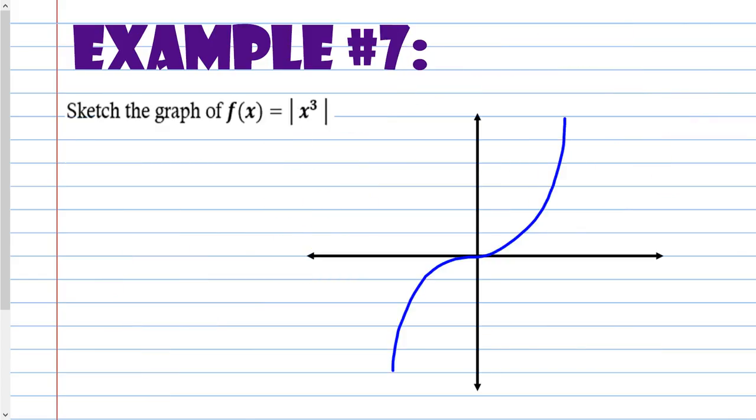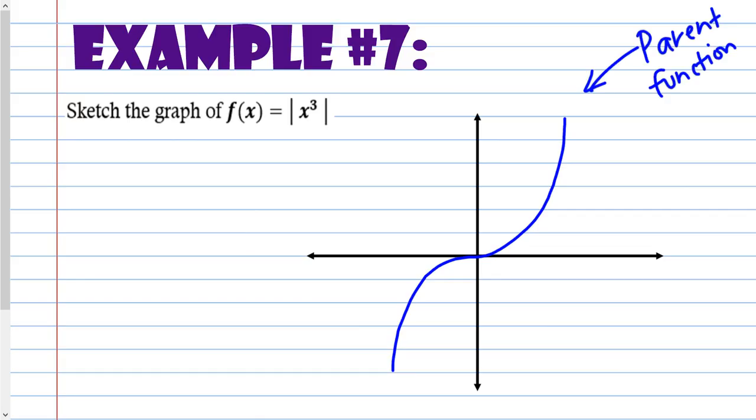Okay, so I got a little ahead for example 7, and I went ahead and graphed the parent function. Here it says sketch the graph of f of x equals the absolute value of x cubed. Now, x cubed is a cubic, and my graph here is the parent function of a cubic. And so the absolute value, what does that change? Well, absolute value means no matter what x value I plug in, positive or negative, the y values will always be positive, because if it's inside of the absolute value, there's no way that my y's can be negative.